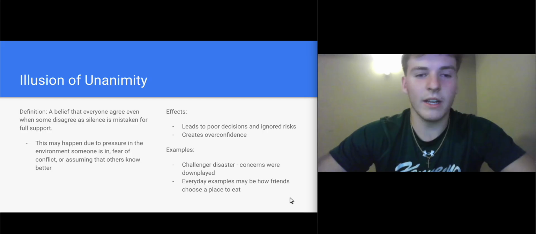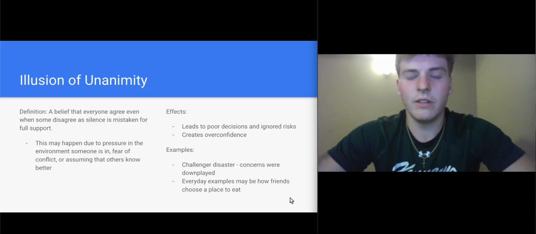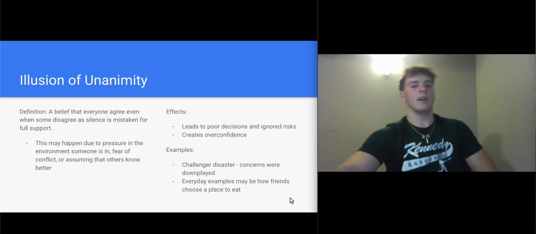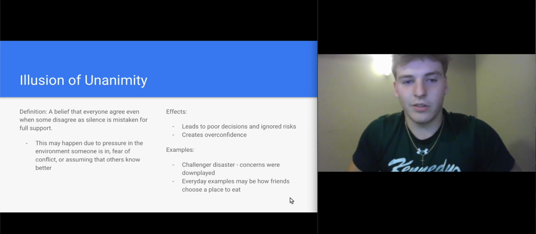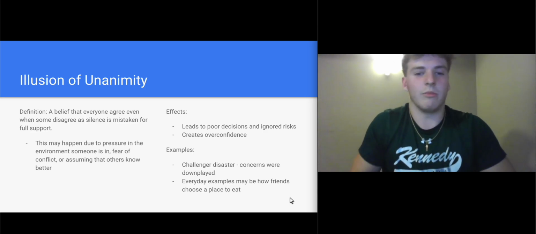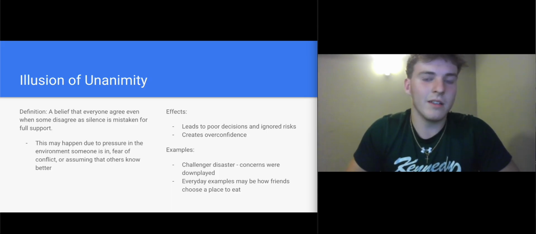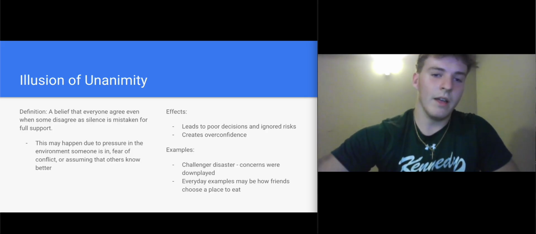The next point of groupthink is the illusion of unanimity. The definition of this is when a group believes that everyone agrees with the topic or idea, even though some people may actually disagree. This may happen because people stay silent during discussions, so their silence gets mistaken for complete support. Group members also may stay quiet because they don't want conflict and they feel pressured to fit in or assume their ideas are not important.